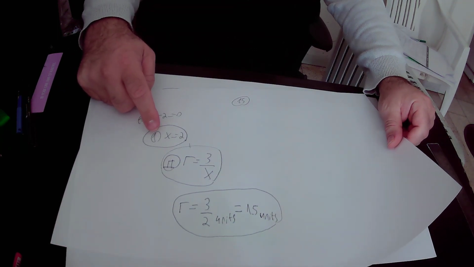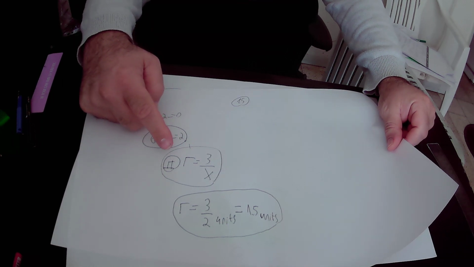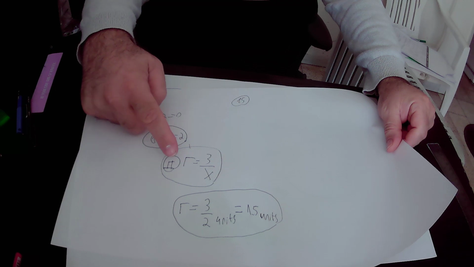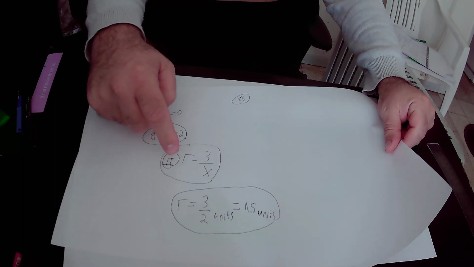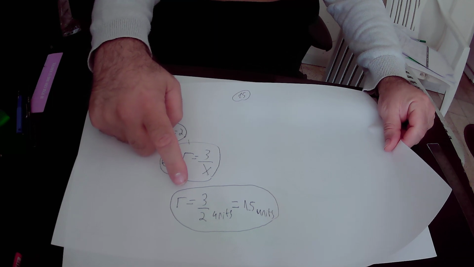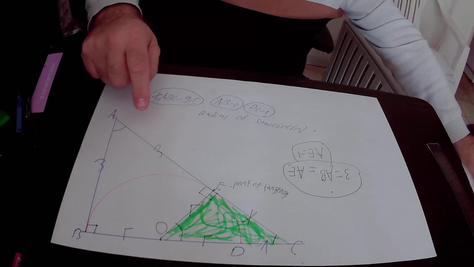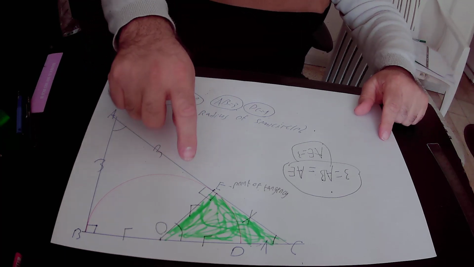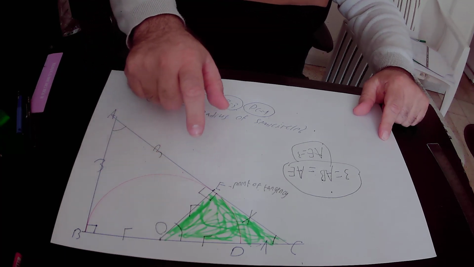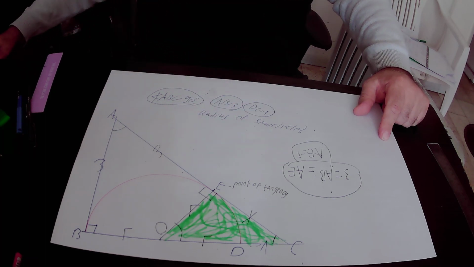Okay, x equals 2, and we already found out that R equals 3 over X. So we will substitute x in equation number 2 by 2, and we will get that the radius of the semicircle equals 3 over 2 units, or 1.5 units. I will repeat again that the radius of this semicircle equals 3 over 2 units, or 1.5 units. Okay, thank you very much.